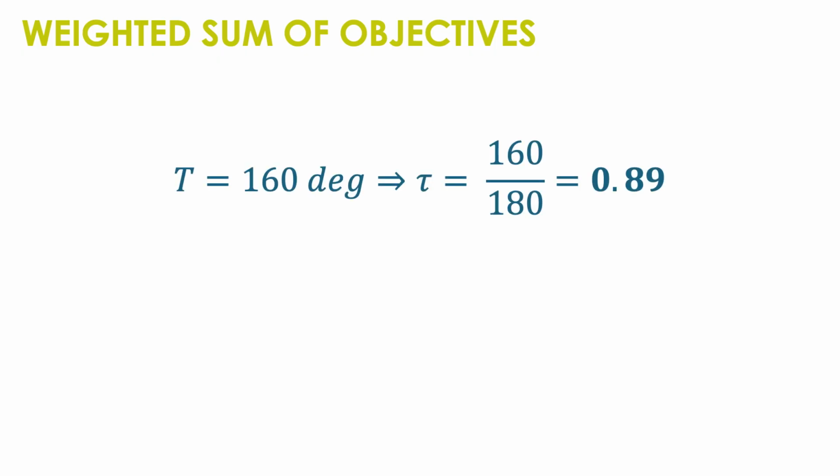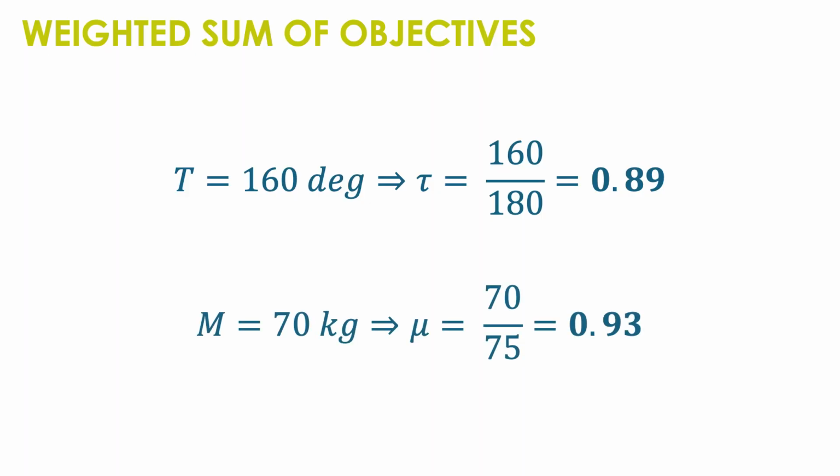If the temperature value is 160 degrees, we normalize by the maximum value, that is, we get a normalized value of temperature that is 160 degrees divided by the maximum 180. So we get one number, this is 0.89, that is dimensionless, and we call it tau. We can do the same with the weight, so 70 kilos divided by 75, our maximum value, is 0.93. And so now we could, in principle, sum these two numbers. But then we want to do another thing.